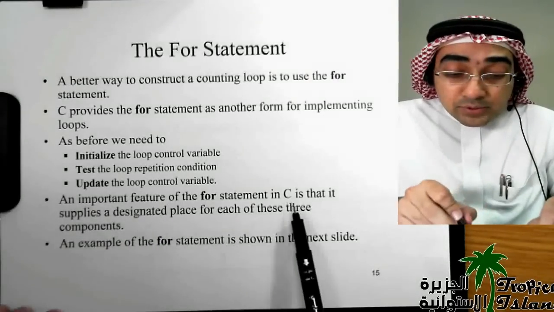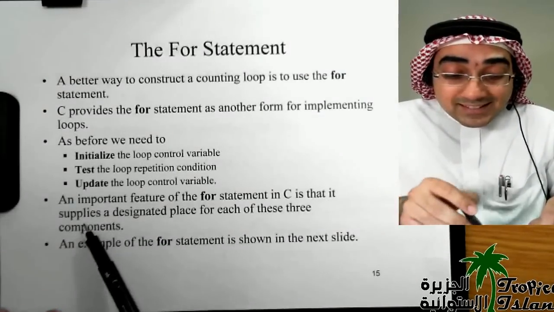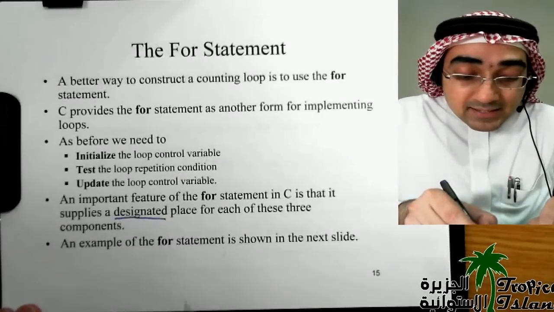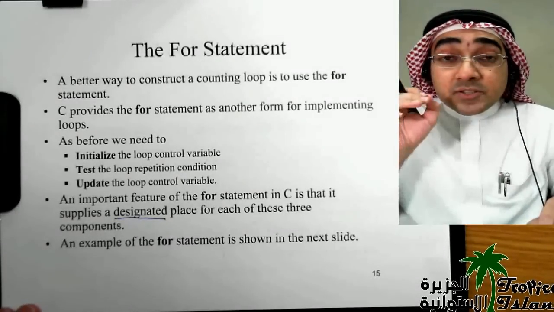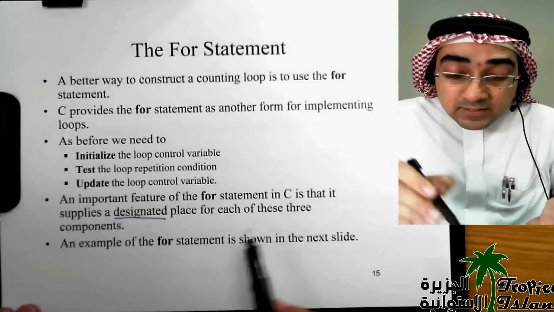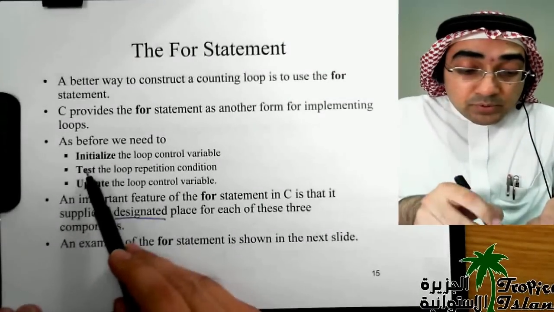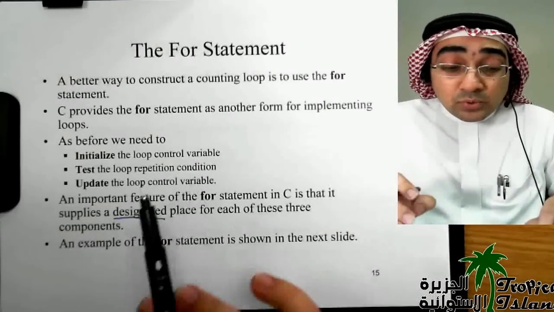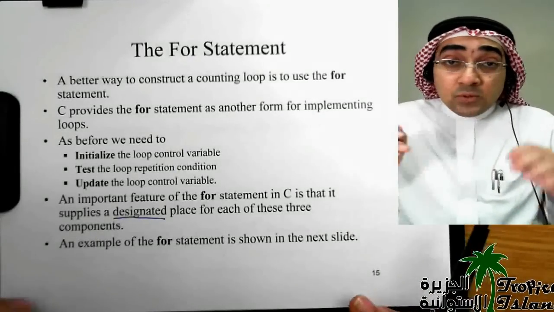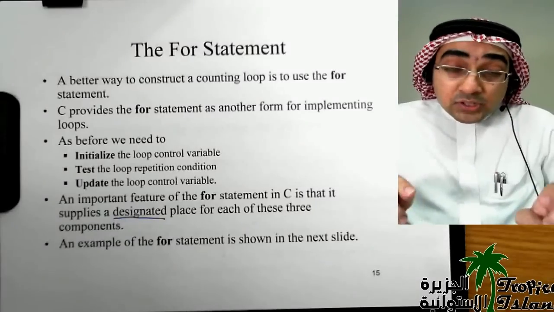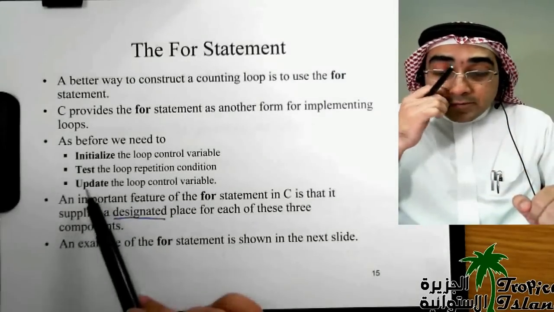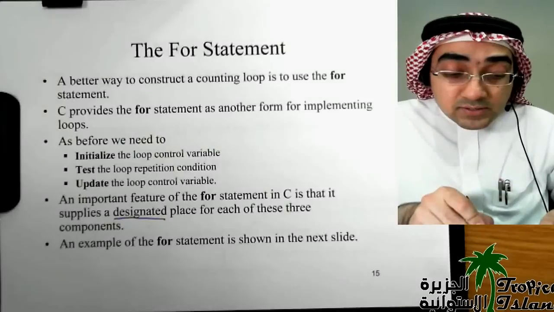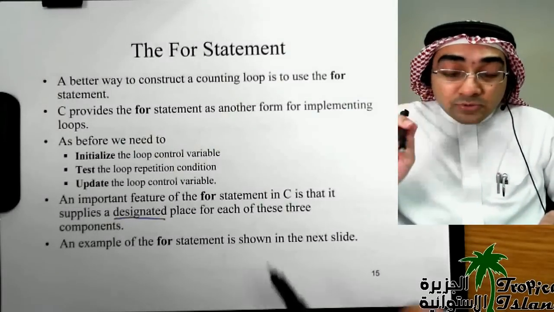An important feature of the for statement in C is that it supplies a designated place. There is a single and only one place for each of these 3 components. So for the initialization, the test and the update, there's one place that you can put it. Whereas in the while, you can initialize anywhere before the while. The condition or the test has to be between the brackets after the while, and the update could be anywhere between the 2 curly brackets. Whereas in the for, there are specific places for each one where you have to put it.